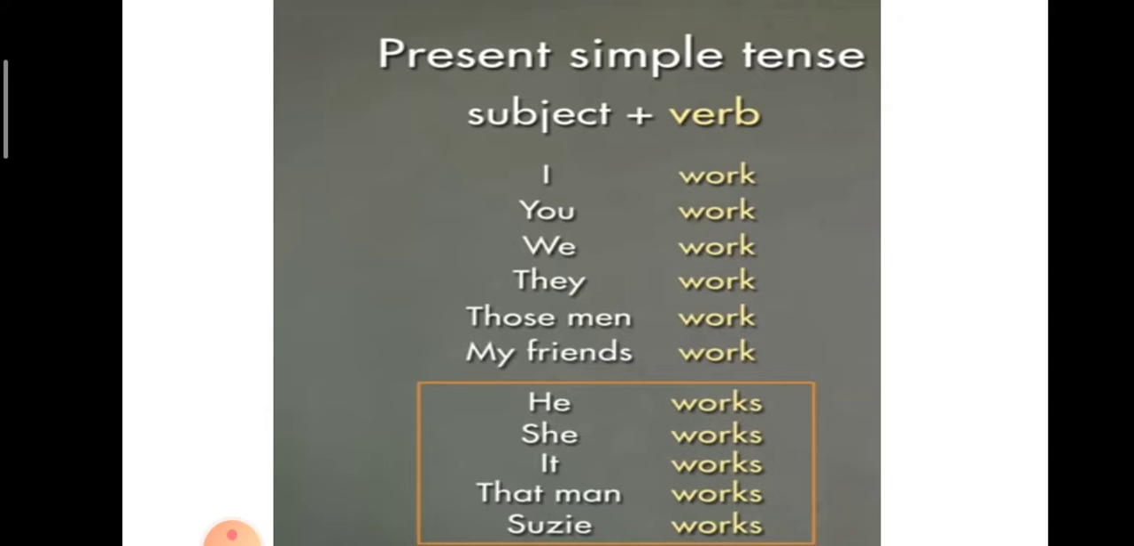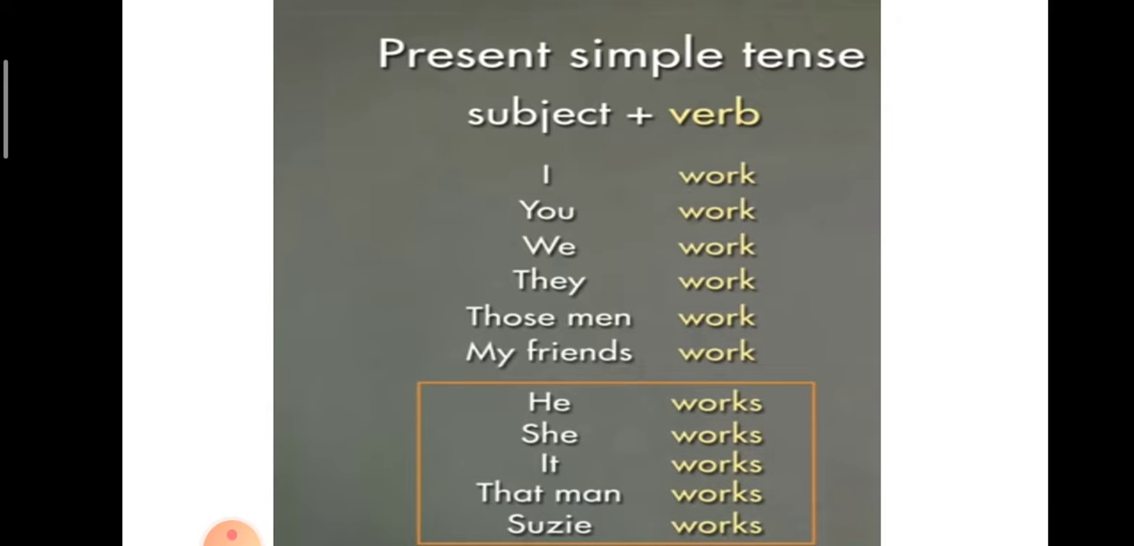So, when it comes to I, you, we, they, those, my friends, you're just using the root verb exactly. When it comes to he, she, it, that man, Susan, or any naming word, you're adding s or es to the verb. So, you have to change the verb when it comes to he, she, it, that man, or any naming words. I hope everyone understood simple present tense.